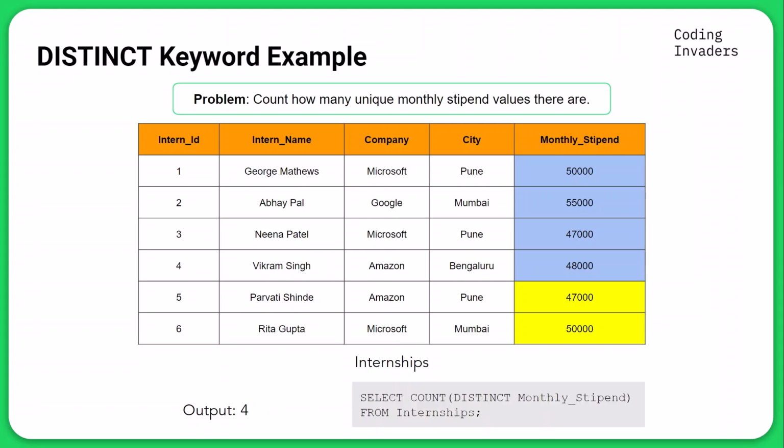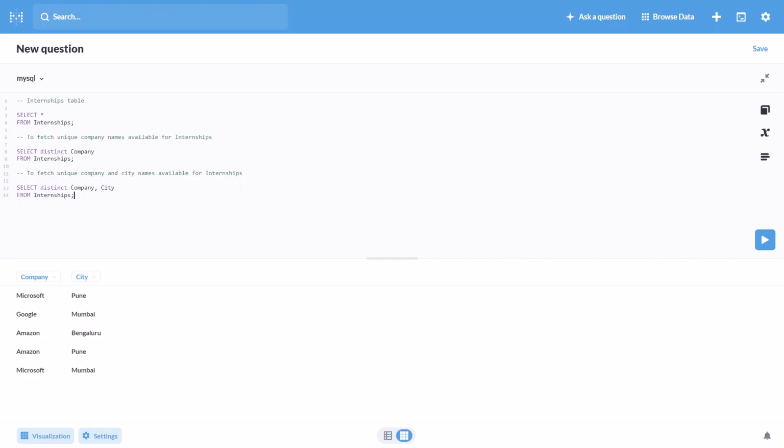So here's the code. SELECT COUNT, count of what? The DISTINCT monthly stipend. So what it will do? It will first calculate the distinct monthly stipend, then it will count how many values are there, and it will give you the count. From which table? From internships. Let's run this code in Metabase as well. So what we are trying to achieve? Count of distinct monthly stipend, right?